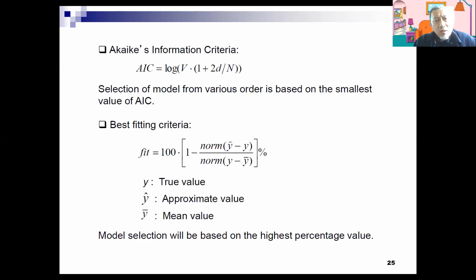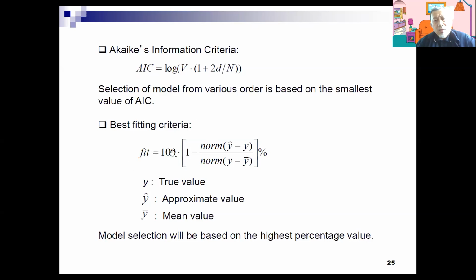The next is the AIC for model validation. AIC uses a base 10 logarithm of V multiplied by 1 plus 2D divided by N. The selection of model from various model orders is based on the smallest value of AIC.